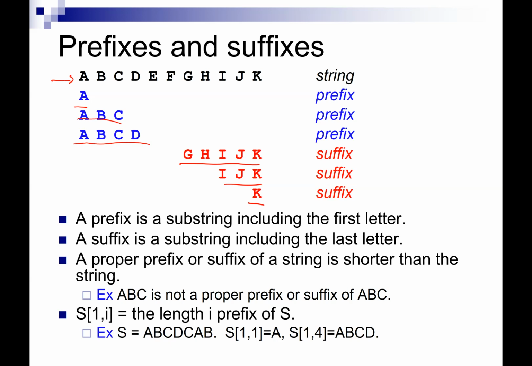Now let's define this notation over here. Let's say that S of 1, I is the length I prefix of S. For example, if S is this string over here, then S 1,1 is just the length 1 prefix, so that's just the first letter, and S 1,4 is going to be the first 4 letters. In general, S of i, j is the part of S between the ith letter and the jth letter. For example, S 3,5 would be this CDC over here.